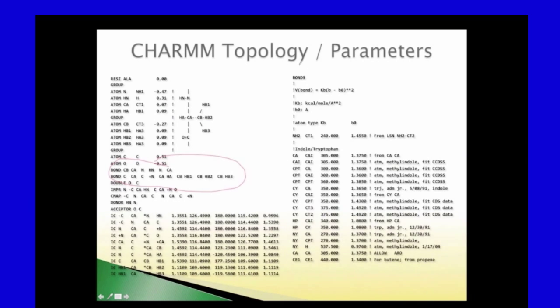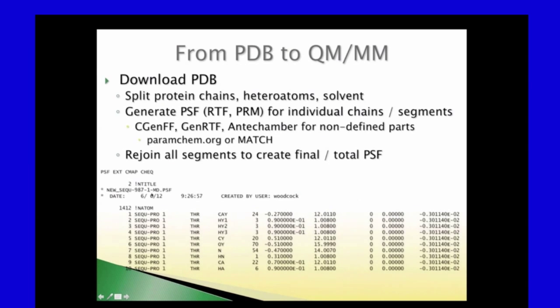And then the parameter file is exactly what you think it is. This is an example of just some bond parameters. It says that there's a bond between CY and CA, with a force constant of 350, and then the default parameter would be 1.3650 angstroms. And then the two of these get applied, and then you get back to where you can actually generate this PSF file. Okay, so this is very easy for proteins. As it turns out, for proteins, CHARMM is very automated at this.